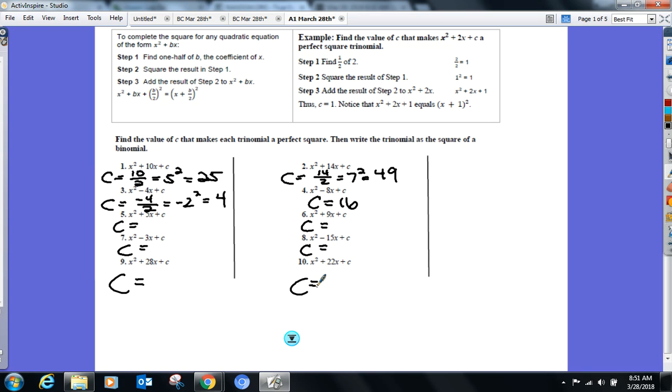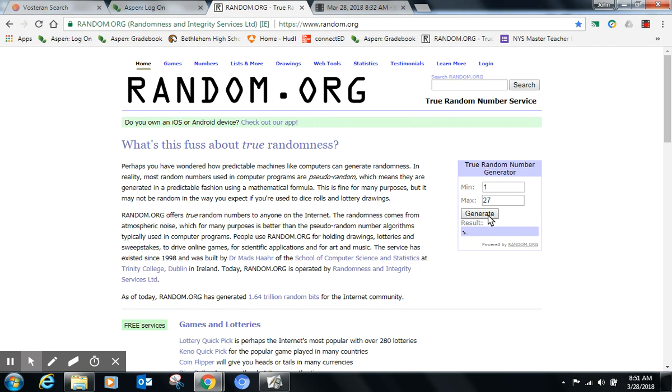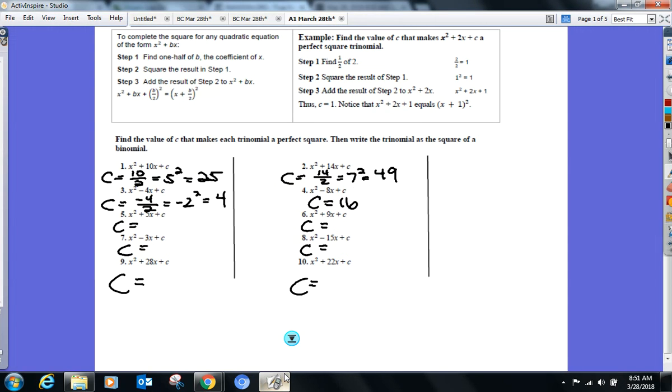All right, now I got an odd b value. Doesn't matter. You can still divide it by 2 and square it. It'll just be a decimal. 13, what do you end up with for 5? 6.25. Good job. 6.25. Leave it 6.25, everybody.